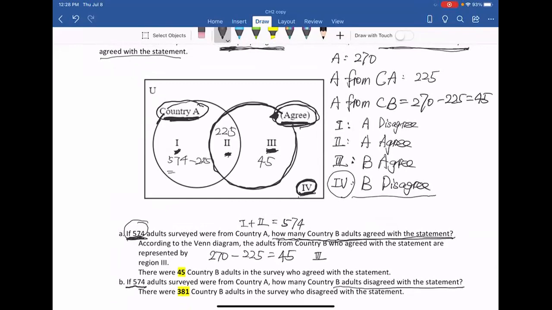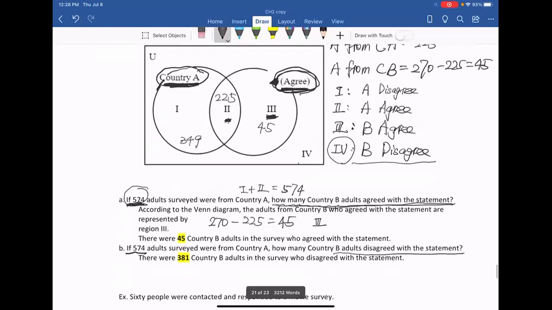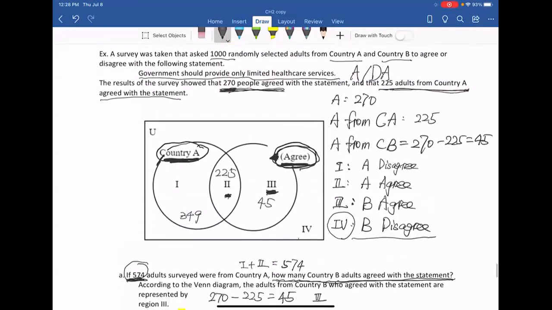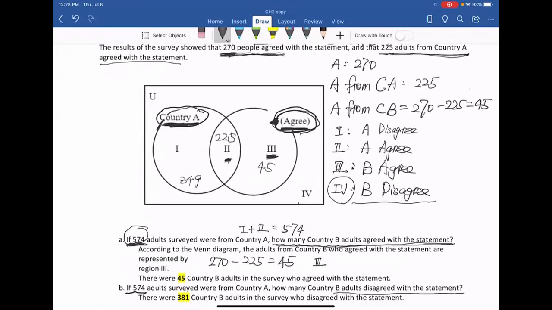What is this? 225 is 349. So this part in region A is 349. And we are looking for region 4. Do they still provide more information? Oh, totally 1,000 people. That means we use 1,000 minus the people from 1 and 2 and 3.